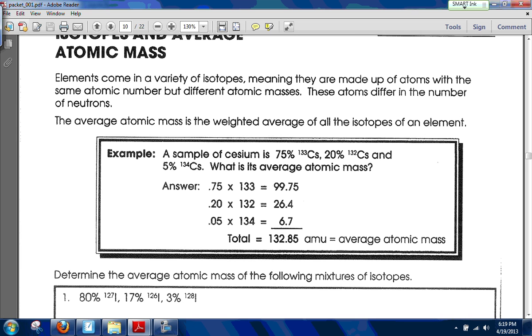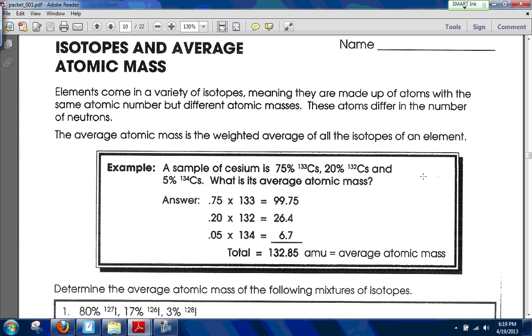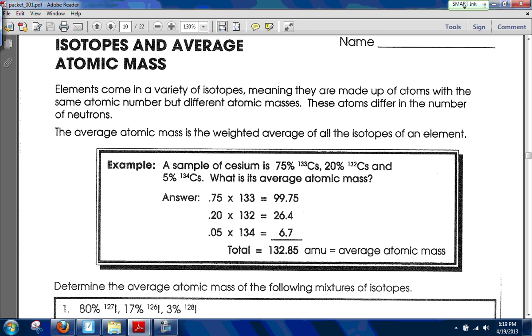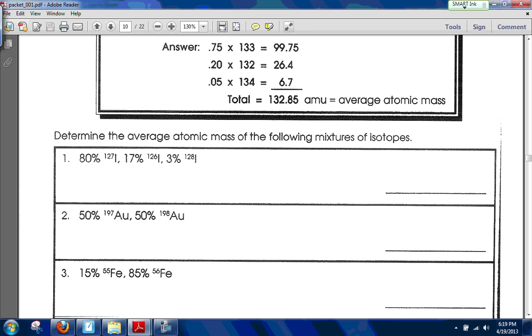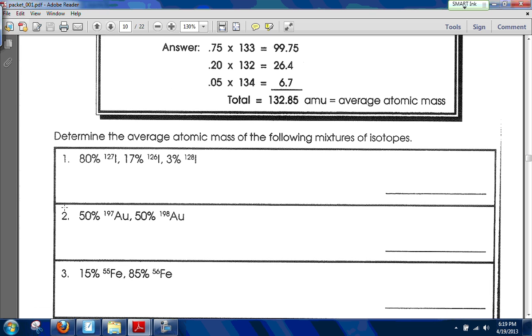All right, isotopes and average atomic mass. Whenever we're talking about isotopes of an element, there's usually a certain percentage that we see in nature, and we want to get them together, and we get the atomic mass, which is the one that you see on the periodic table. So all we have to do is add up the percentages.